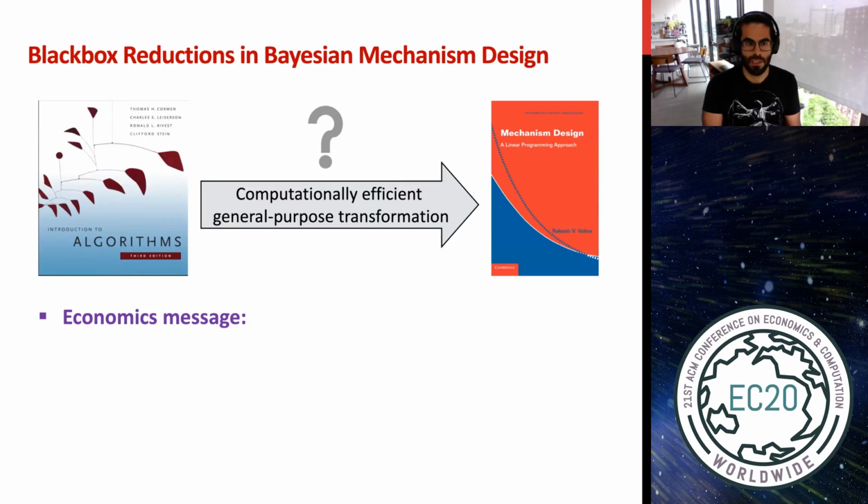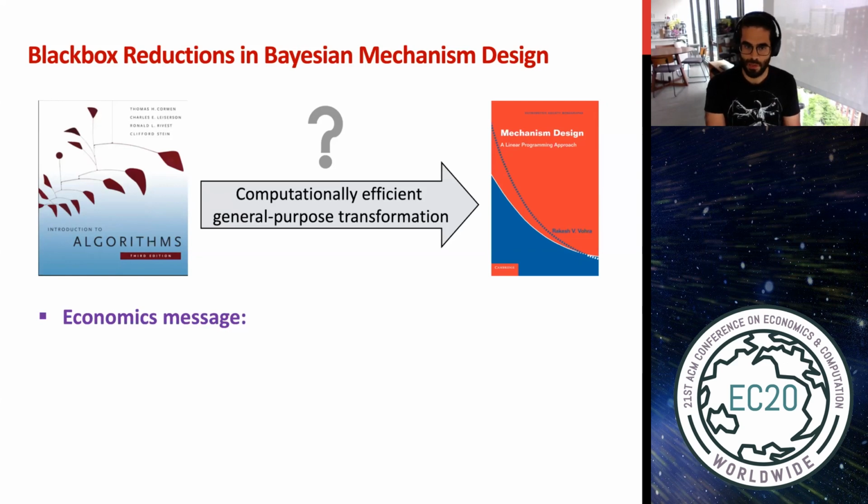So now here's the question. Given an algorithm, is there a generic way of transforming the algorithm into a Bayesian incentive compatible mechanism that is computationally efficient and is using your allocation algorithm in a computationally efficient way? And the output is a mechanism that has a comparable social welfare guarantee.